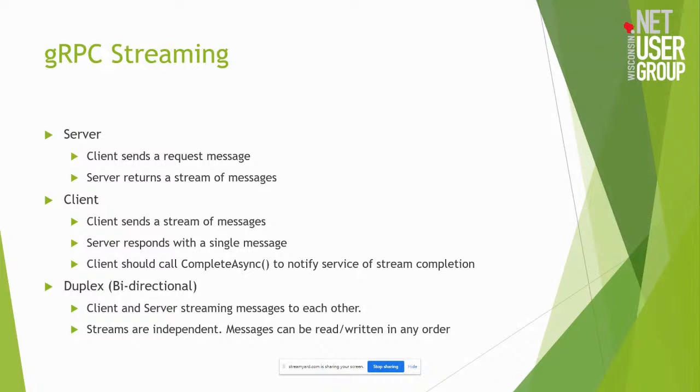And one important thing to remember about client streaming is that we have to call CompleteAsync on the client side. Otherwise, the server will not be able to tell when the streaming is done. So we have to call CompleteAsync. And with a duplex, it's a combination of the two. So it's a client and server streaming messages to each other. It's kind of like they're talking to each other basically. And streams are independent, so messages can be read and written in any order. And I'll show you what it looks like.